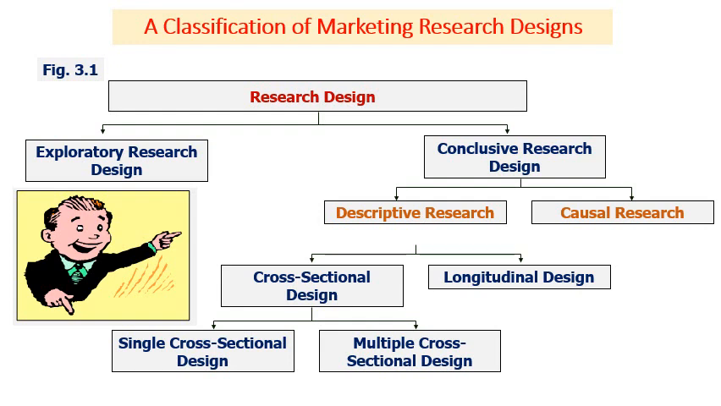A classification of marketing research design, it is all about the outline of this chapter. We've got here research design that can be divided into two. Number one, exploratory research design. The other one, conclusive research design. Conclusive research design can be divided in turn into descriptive research and causal research. Regarding descriptive research, it can be also divided into cross-sectional design, longitudinal design. The cross-sectional design can be divided into two: single cross-sectional design, multiple cross-sectional design.